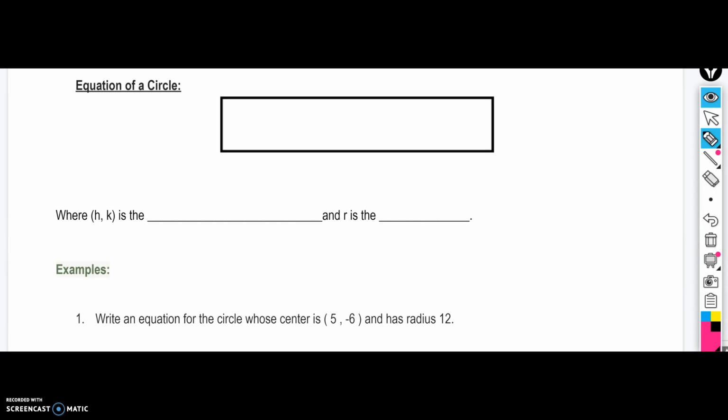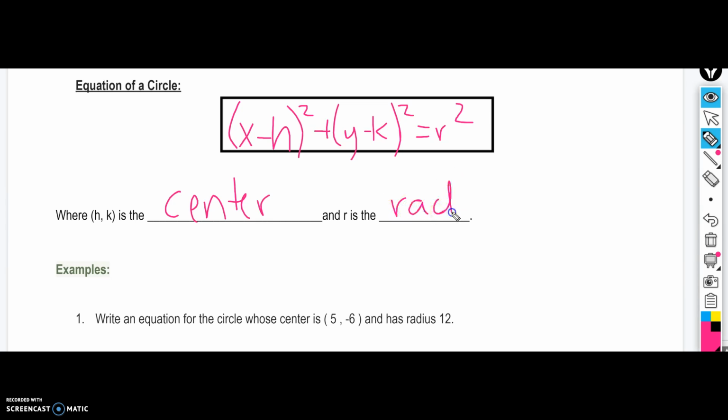The general rule for the equation of a circle is parentheses x minus h squared plus y minus k squared equals r squared, where h and k is the center and r is the radius. So this h and k in here is just the center of my circle, a point that's being given to me, and r is my radius.